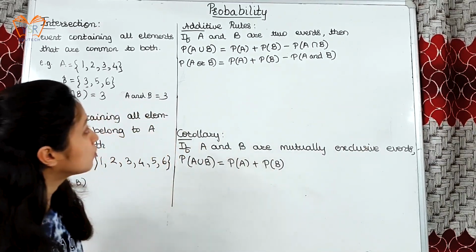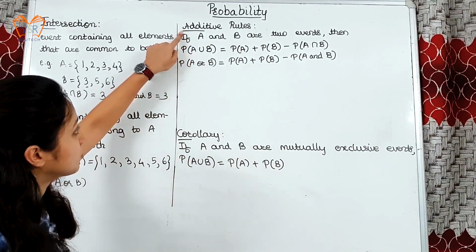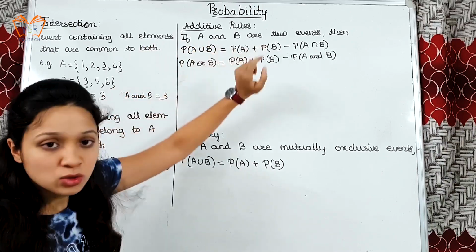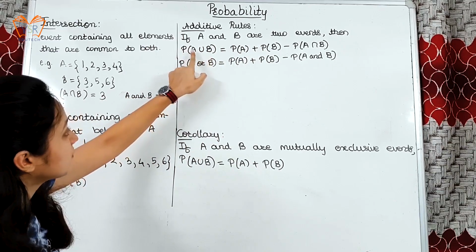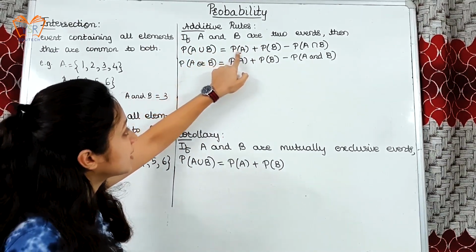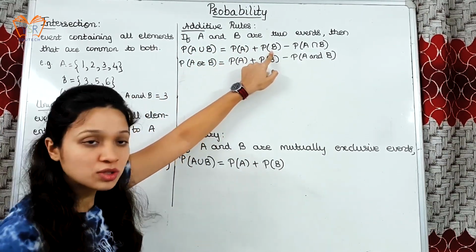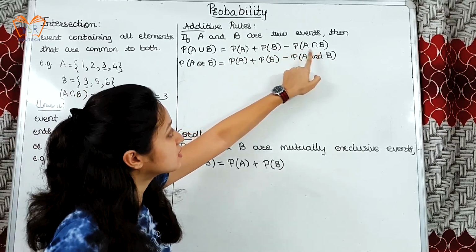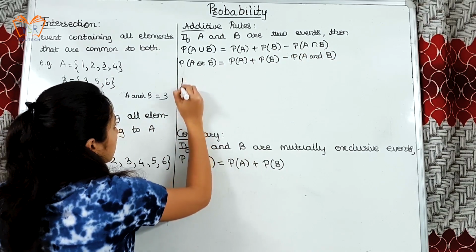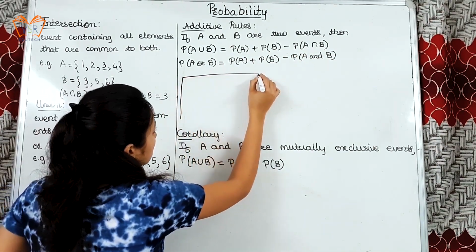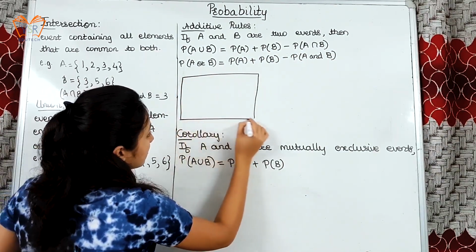Moving on, the addition rule of probability, or additive rules. If A and B are two events, then P of A union B, the probability of A union B, is equal to the addition of the probabilities of those two events minus the probability of the intersection of A and B. Now let us see what this means through a Venn diagram.